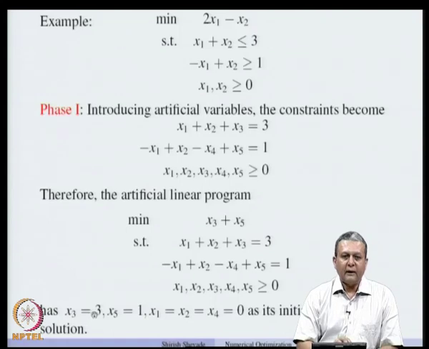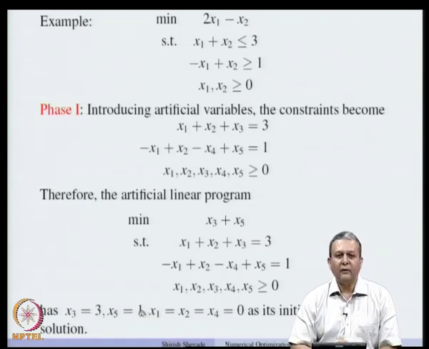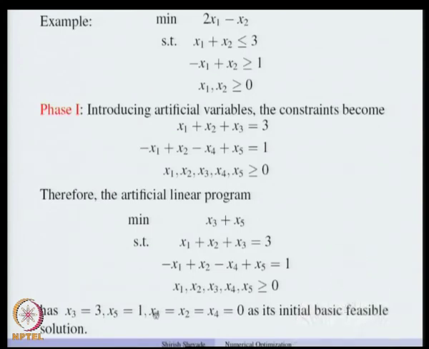As I said, x3 equals 3 and x5 equals 1 is a basic feasible solution, and the corresponding non-basic variables are x1, x2 and x4, which are all set to 0, and that is the initial basic feasible solution for the artificial linear program. Remember that in phase 1, we first solve this artificial linear program, and if we are able to get a solution which is feasible for this constraint set in phase 1, then we move on to phase 2.